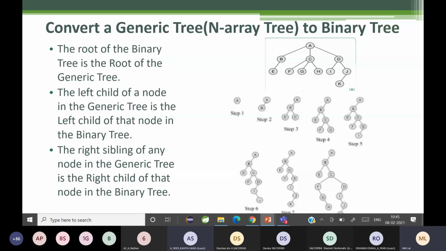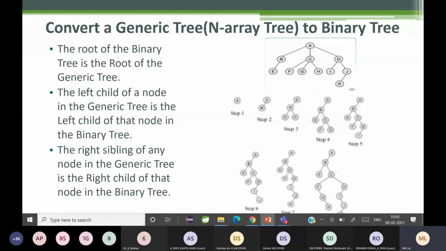Yes, ma'am. And B का left child कौन सा है? Which node will be B's left child? E. E, because that goes to the rule second, which says the left child of the node is going to be the same in binary tree. So that is step 3. So A's left child is B, B's right child is C, and B's left child is E. उतना समझ में आया क्या? Everybody?